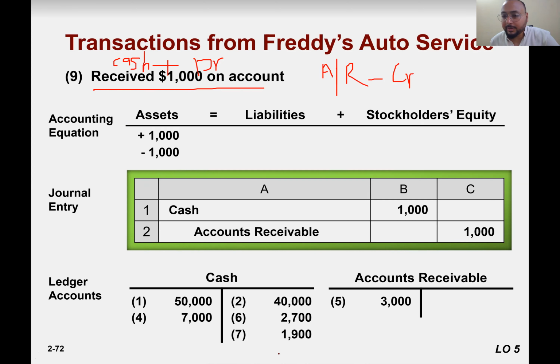So we just record here, and account receivable 3,000. Cash is going to be debited, so we write it down on the debit side. We already have the account receivable, so we just write it down on the credit side, right?